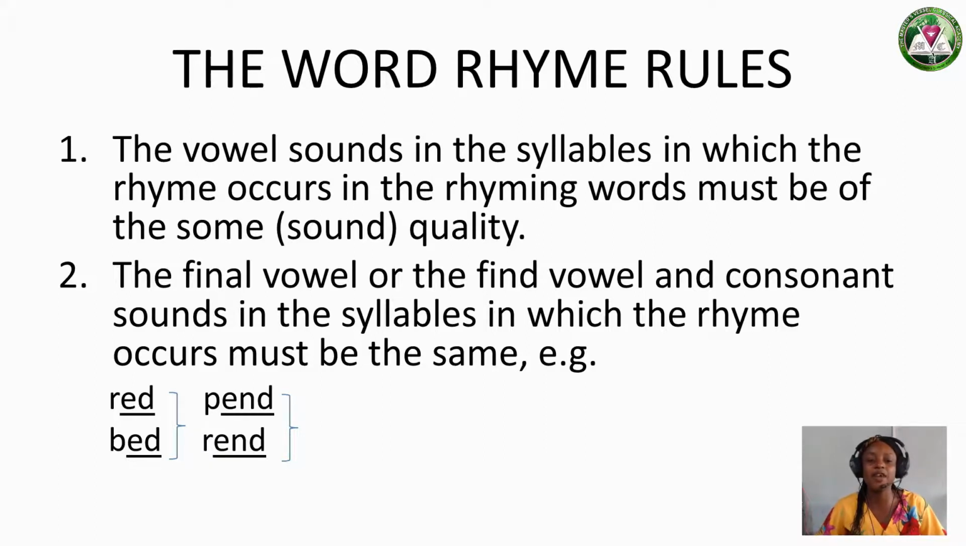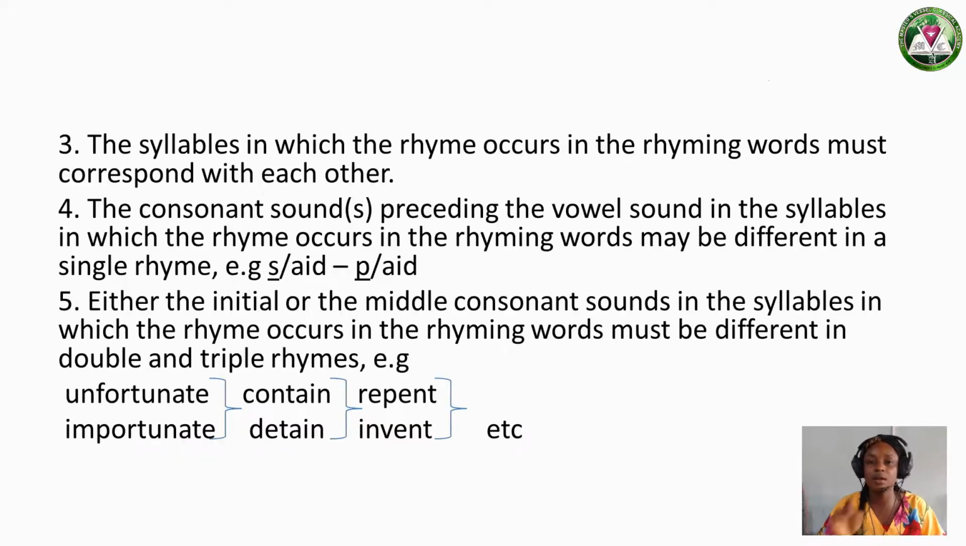Secondly, the final vowel, or the final vowel and consonant sounds, in the syllables in which the rhyme occurs must be the same. So we have, for example, red and bed. You can see that the vowels in red and bed have the same quality as regards sounds, while in the second one, we have pen and rend. You can also see that they are of the same quality. So whether it is the final vowel or the final vowel plus consonants, they must have the same quality.